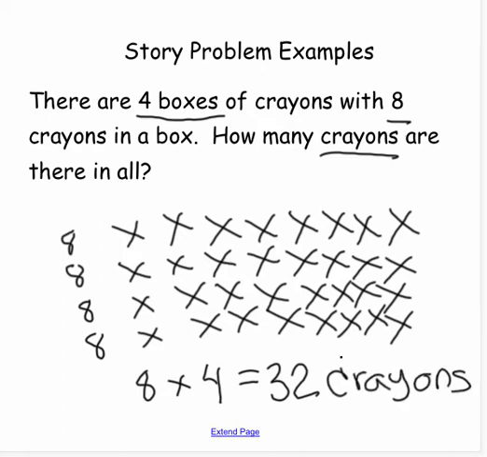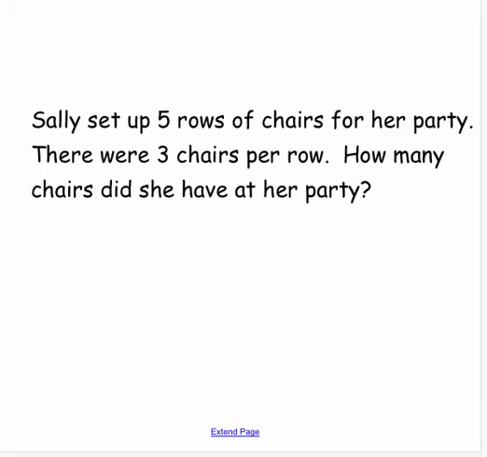So the answer to my question is 32 crayons. Here's another example. Sally set up 5 rows of chairs for her party. There were 3 chairs per row. How many chairs did she have at her party? We're going to go ahead and draw an array to help us solve this problem.